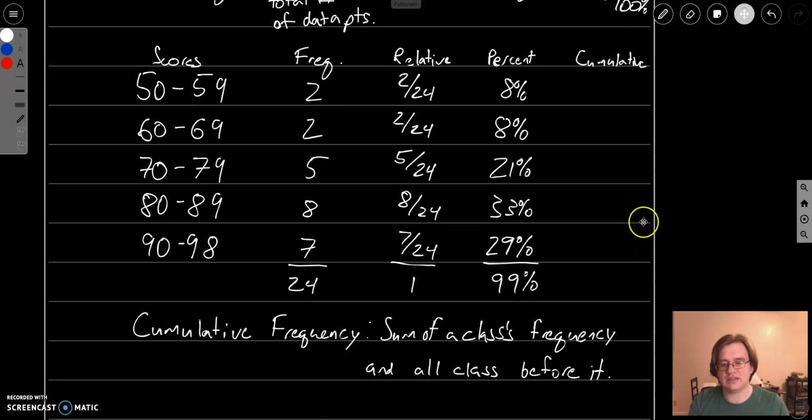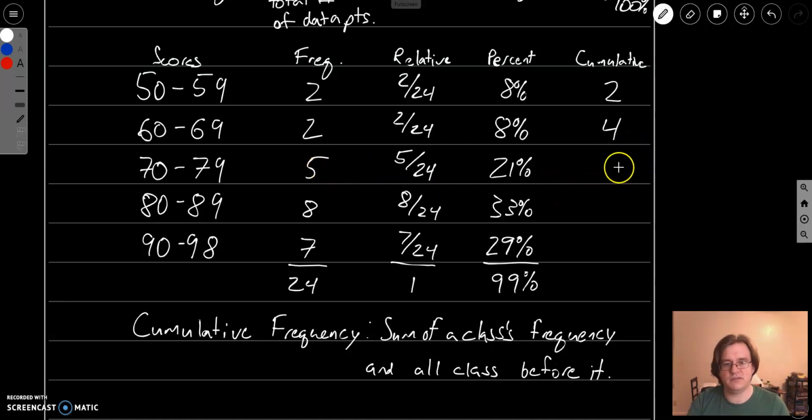And then one last type of frequency is the cumulative frequency. The cumulative frequency is just a running total of all the frequencies for all the classes. So if we calculate the cumulative frequencies for our scores, we first start out with 2 because in the first class, the 50s, there were 2 students with that score. The next class, the 60 to 69 range, has another 2. So cumulatively, we have 4 test scores.